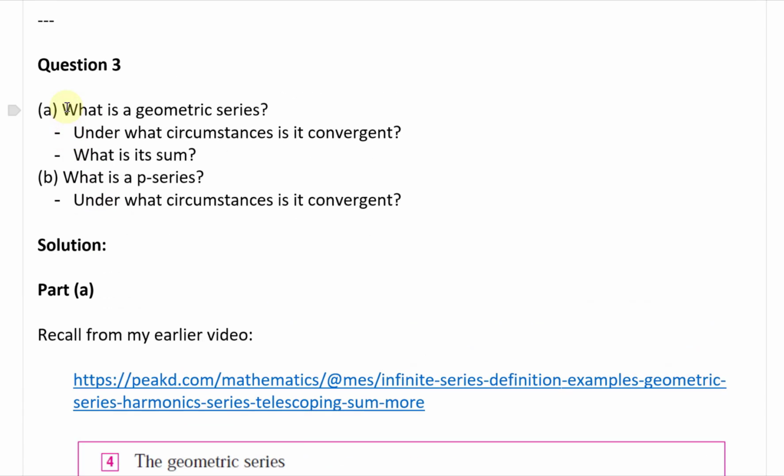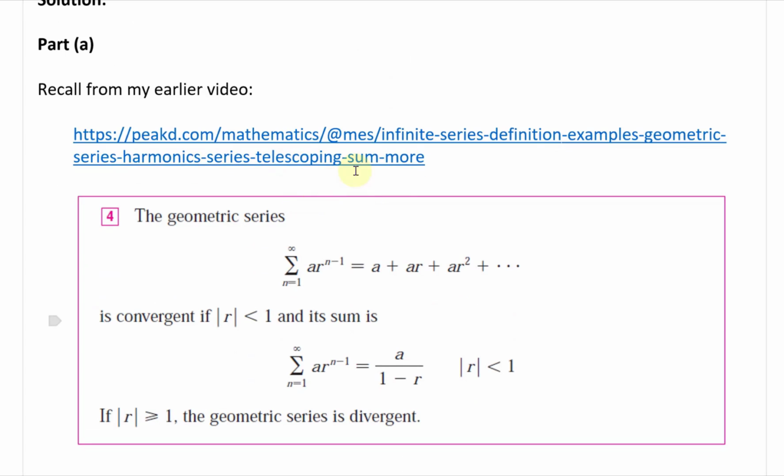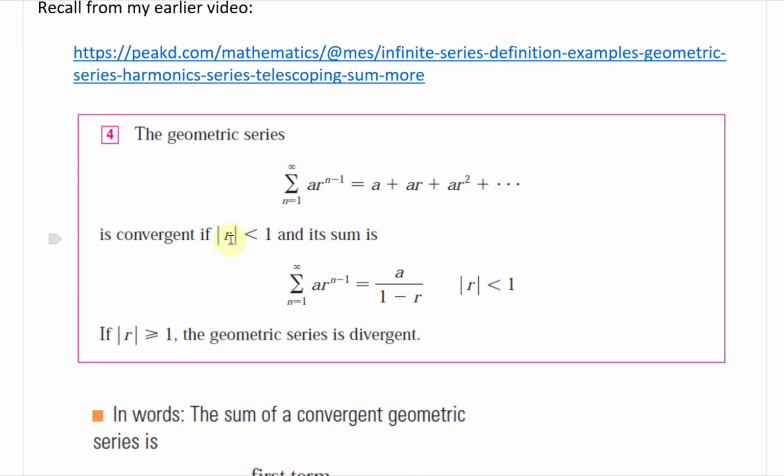So part A, what is a geometric series? Recall from my earlier video, it's the same link as above. The geometric series is displayed like this: summation from n equals 1 to infinity of ar to the power of n minus 1, and this equals a plus ar squared plus ar cubed, etc. That is a geometric series. Under what circumstances is it convergent? It is convergent if this r, the ratio you're multiplying by every single time, is less than 1 in absolute value.